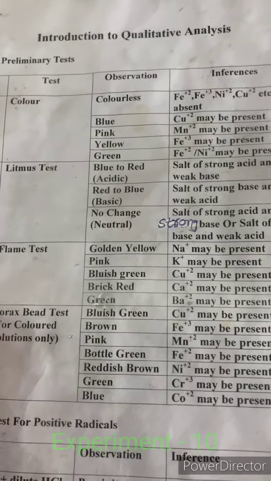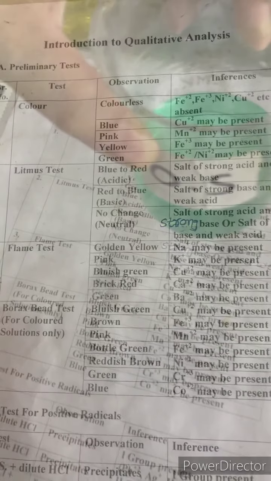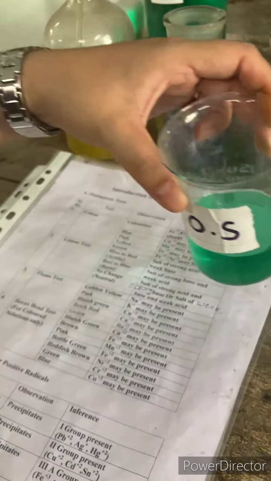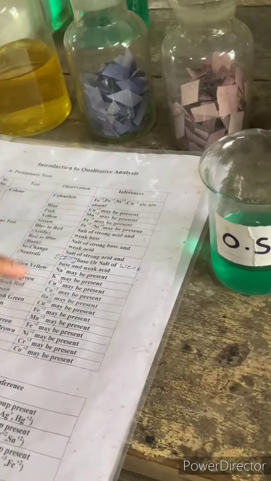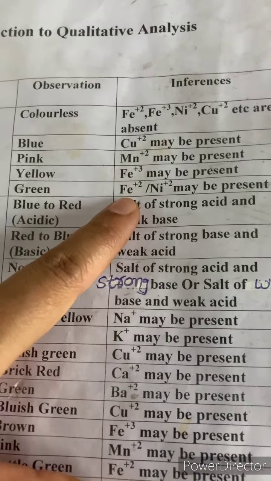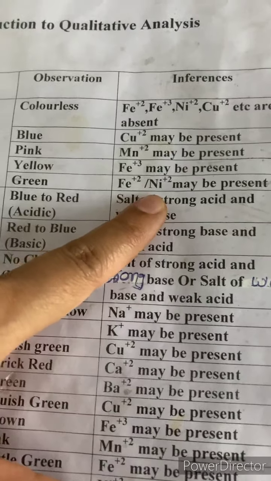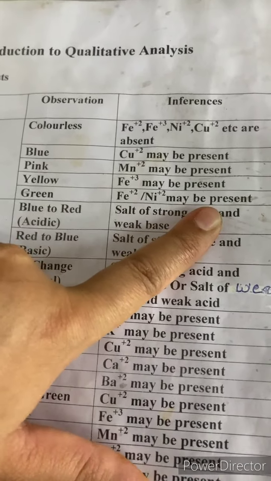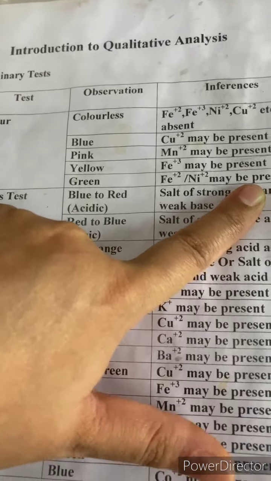So today we'll start with our 10th experiment. This is the OS. The color of the OS is green. So we will infer that either Fe+2 ion or Ni+2 ion may be present in the OS solution.